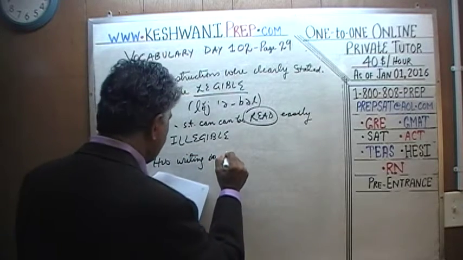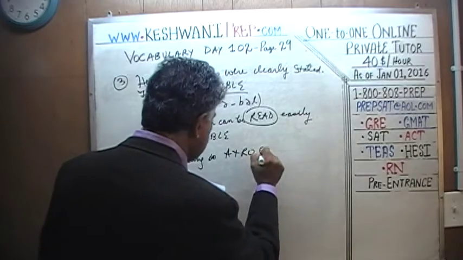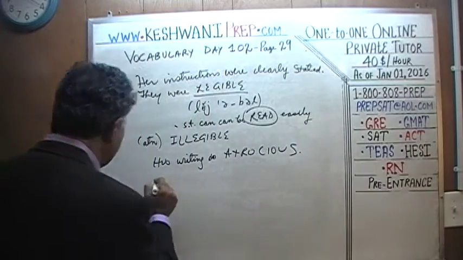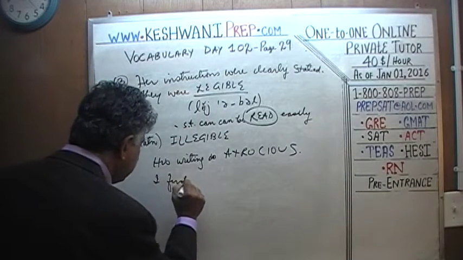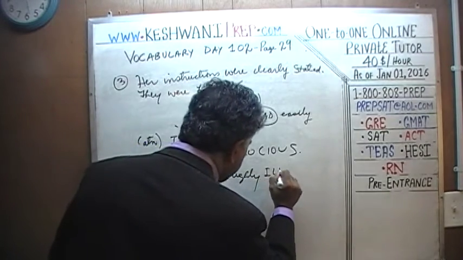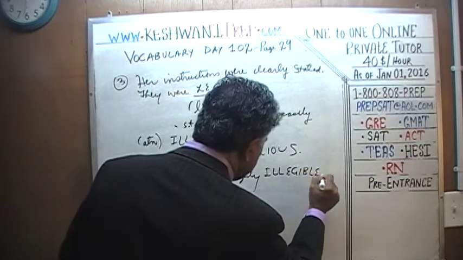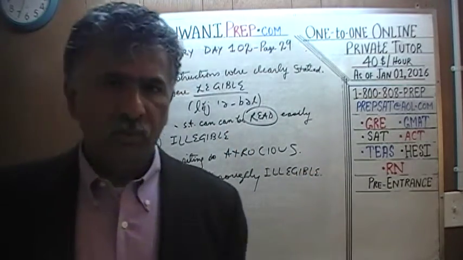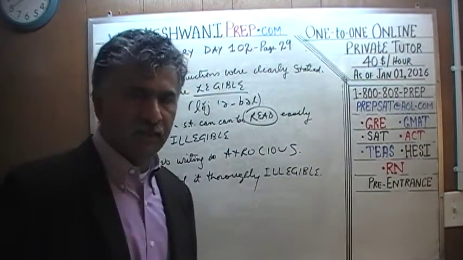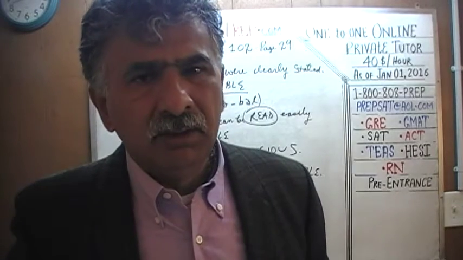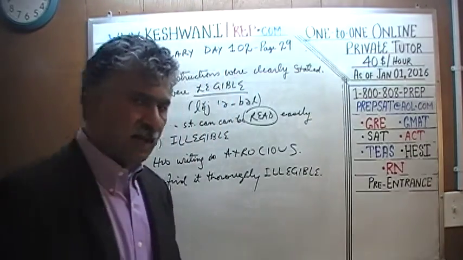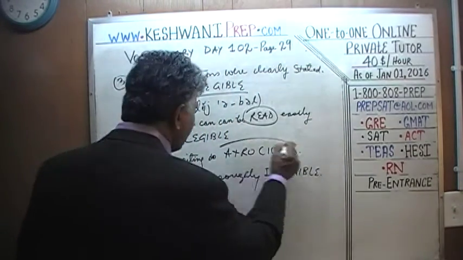His writing is atrocious. I find it thoroughly illegible. His writing is horrible. Terrible. I cannot read it. I cannot read a single word he has written here. His writing is absolutely atrocious. It is illegible. I can't read it. It cannot be read. Let's learn it, shall we? Atrocious. Let's learn it from the top.